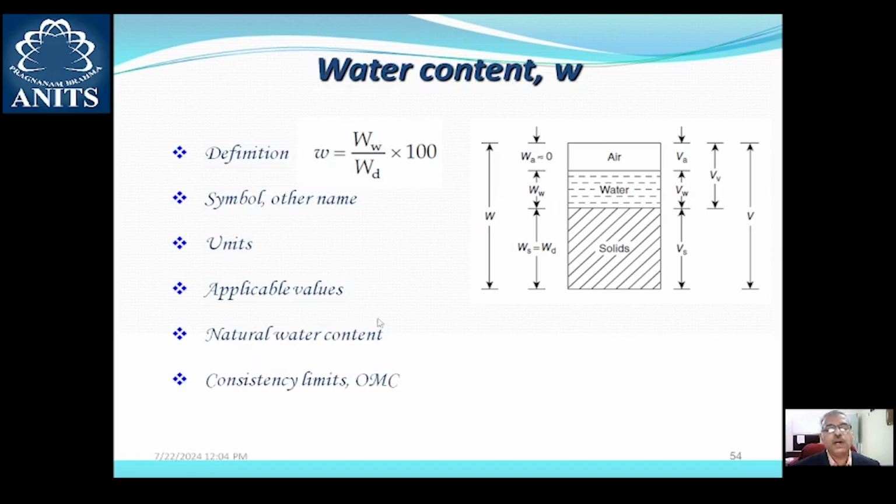So the natural water content is the water content of an in situ soil at any time, during any season. It varies from season to season. Similarly, water content is very, very important. Consistency limits or Atterberg limits are expressed in terms of water content, and optimum moisture content used in compaction is also expressed in terms of water content. So water content determination is one of the common steps in many of the experiments conducted in the laboratory related to geotechnical engineering.